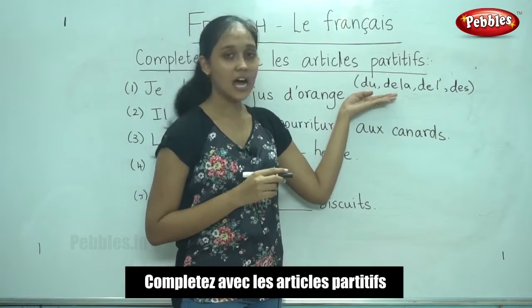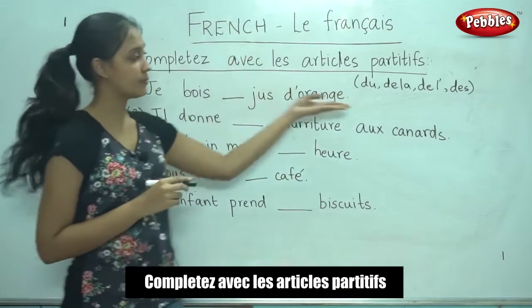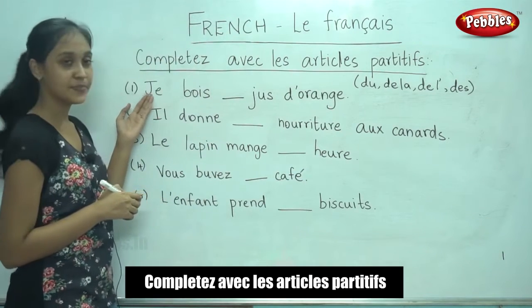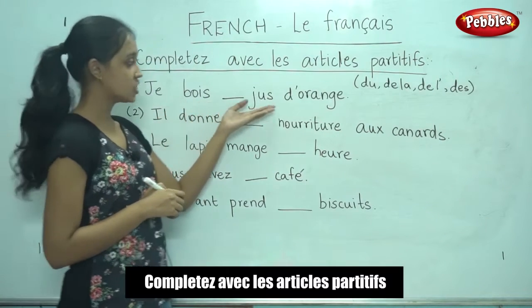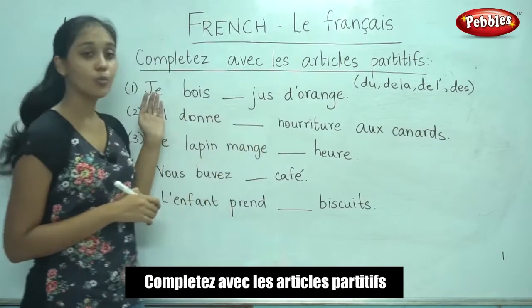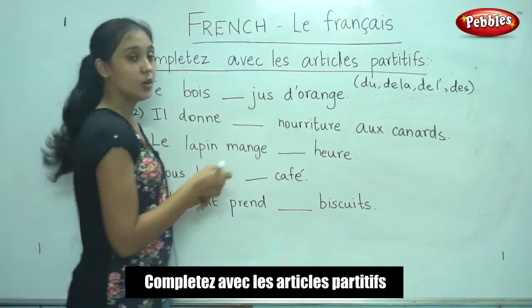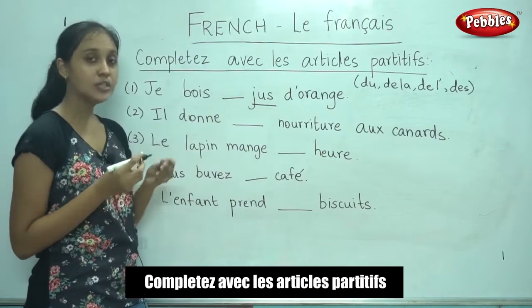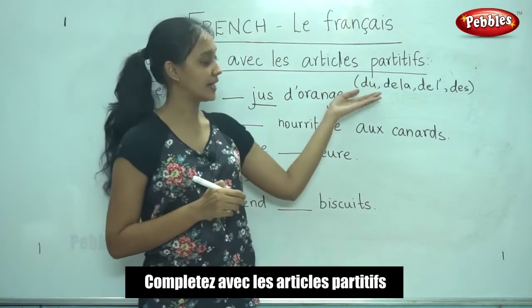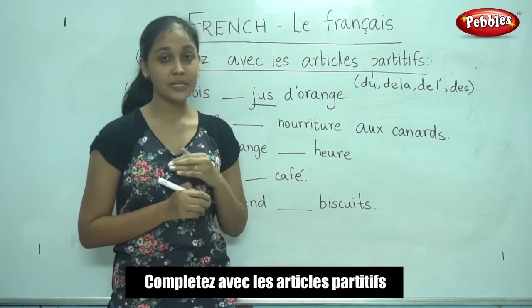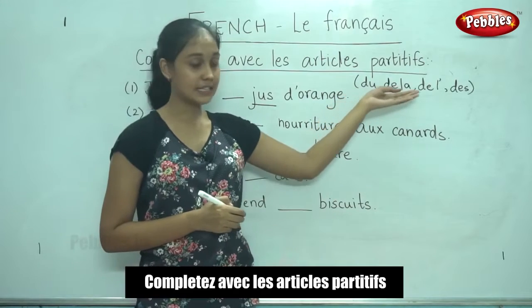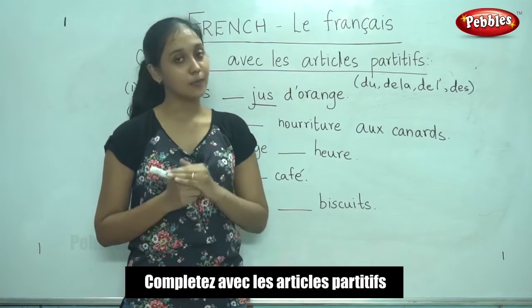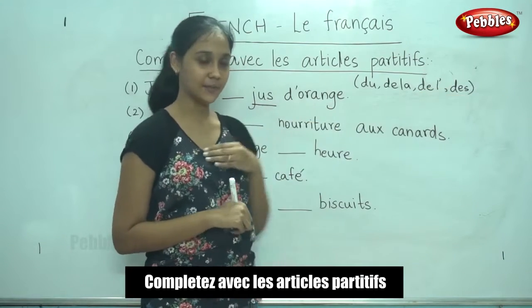So do you remember the rules to fill in the blanks with partitive articles? So let us try doing these sentences. Je bois dash jus d'orange. What we have to do here is look at the noun that is after the blank. If the noun is masculine singular, we would write du. If it is feminine singular, we would write de la or de l', and if it is in the plural form, we would write des.